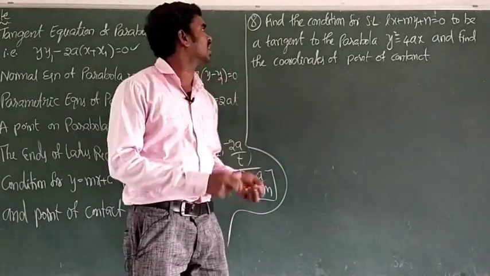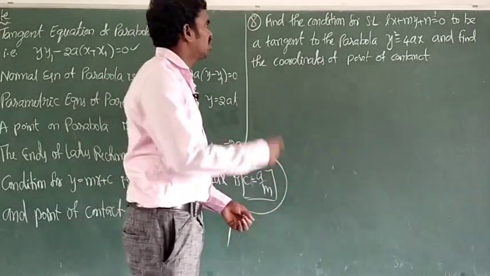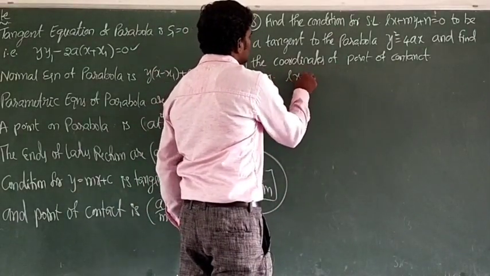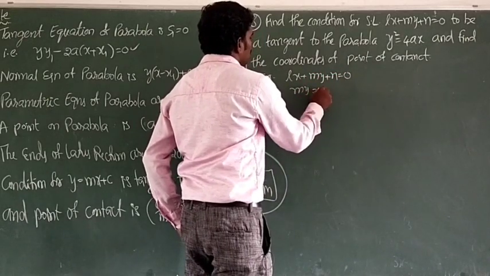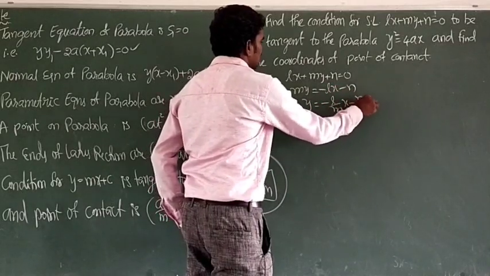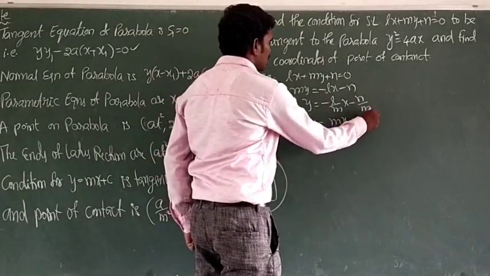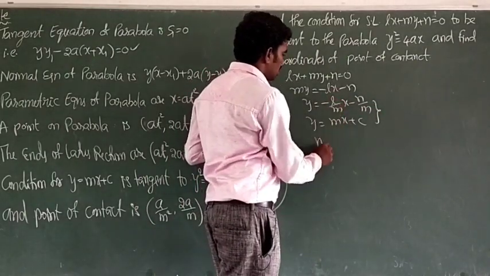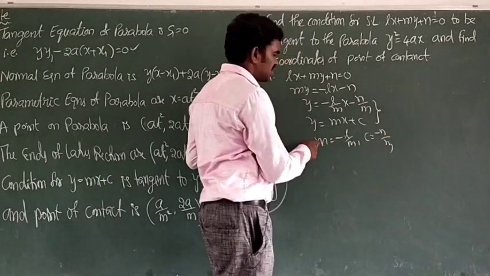Okay, yeah. Find the condition for the straight line lx plus my plus n equals 0. Okay, already I have written. Yes, so given that the straight line is lx plus my plus n equal to 0, that means my is equal to minus lx minus n, that means y equal to minus l by m x minus n by m. Okay, so comparing with the general equation y equals mx plus c, what is m? So m is nothing but minus l by m, and the constant is minus n by m. So this m is different from the other one.